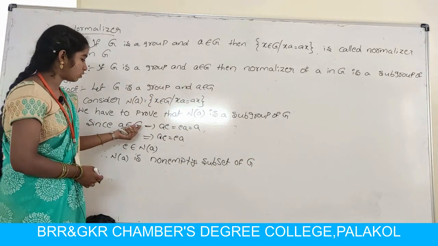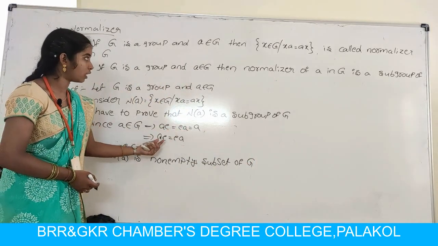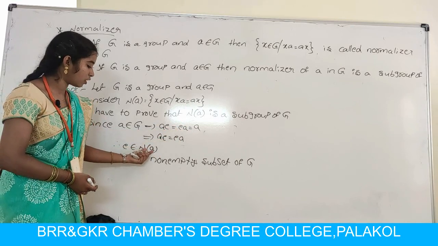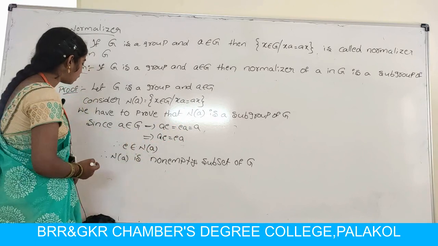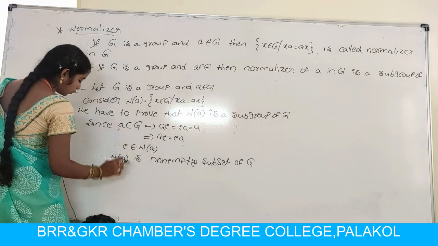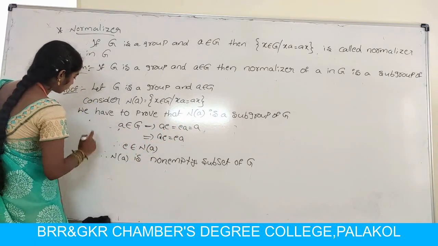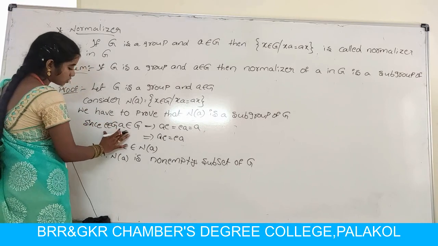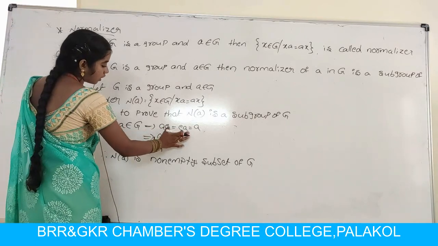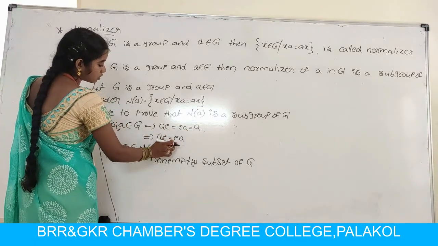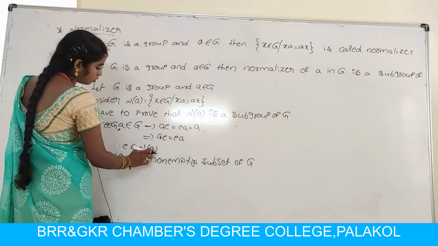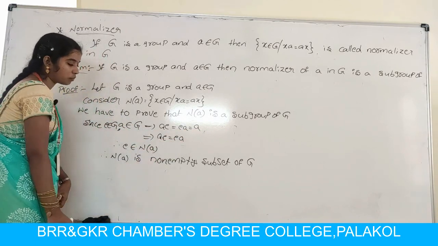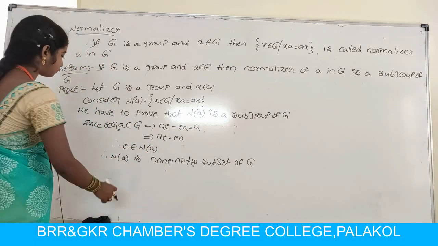So A belongs to Z. It can be written as A equals E A equals A. So since A belongs to Z, E belongs to Z, and by using the existence of identity, A equals EA. So E belongs to N of A. Therefore N of A is a non-empty subset of Z.